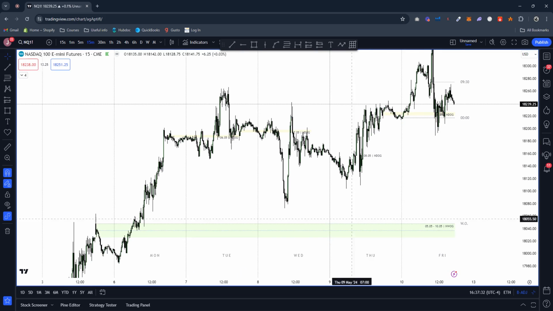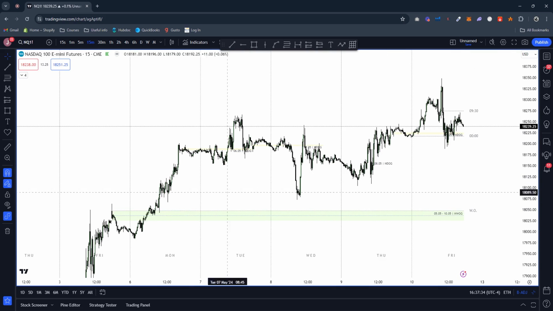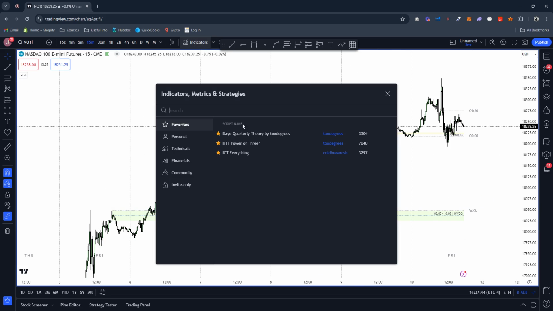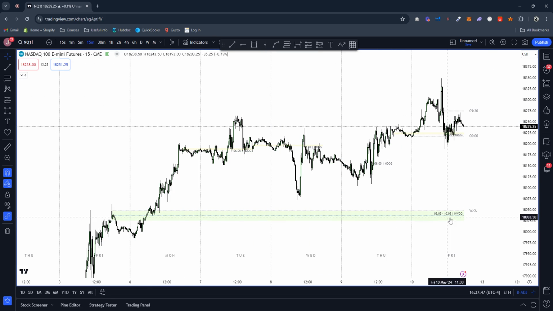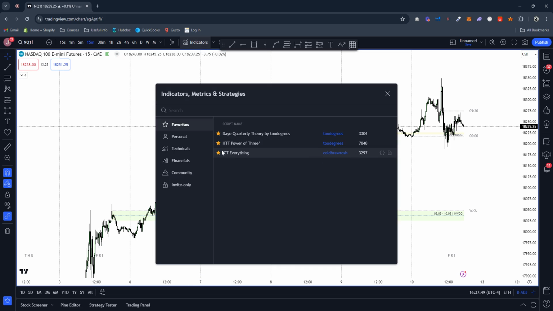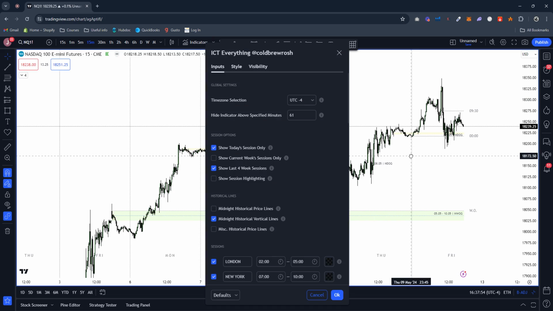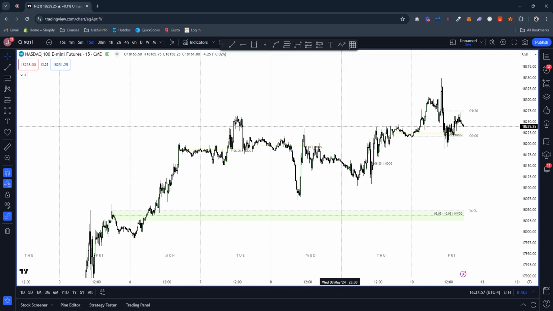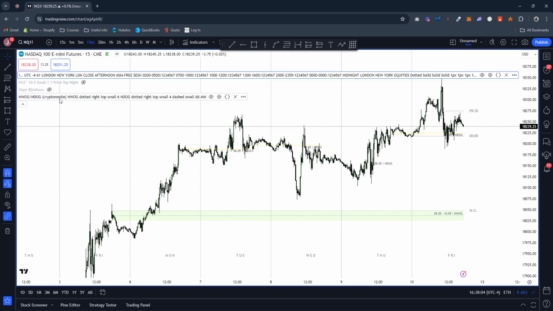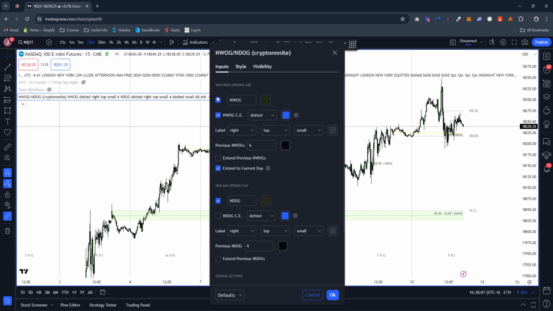As you guys can see, I have this indicator here that just marks out the new week opening gap and the new daily opening gaps, because personally I don't really mark them out. I kind of just know where they're at because I'm using this ICT everything indicator. It splits the days up for me pretty nicely, as you guys can see here. If you guys want that, it's called ICT everything by Cold Brew Rush. Completely free indicator. You guys can throw it on and copy my settings here. It's a really good indicator. And this new week opening gap and new daily opening gap indicator is called NWOG NDOG by Crypto Night. So you guys can get this indicator as well.